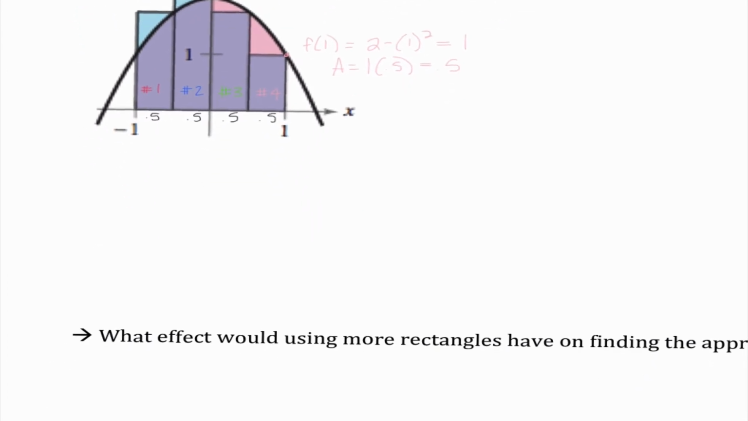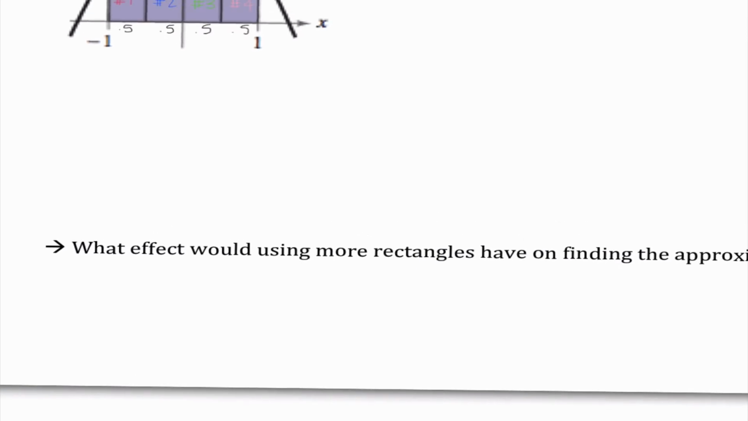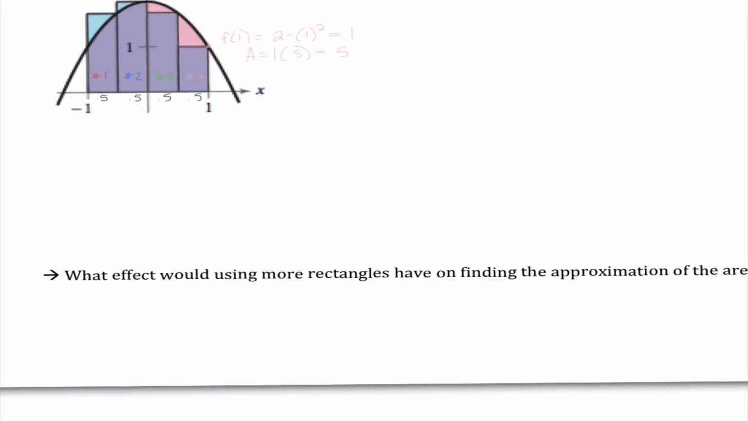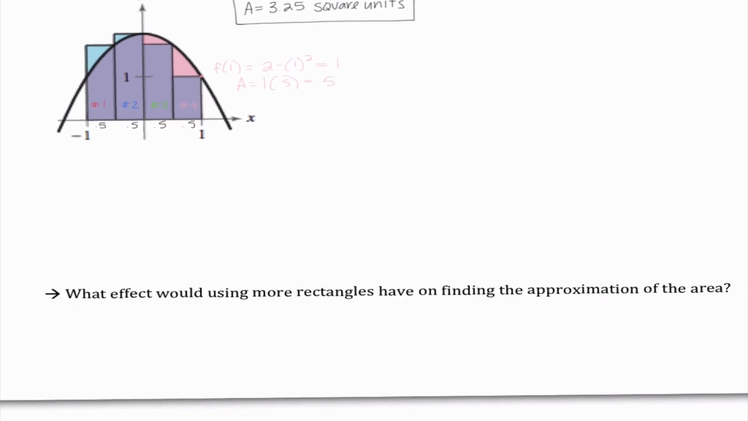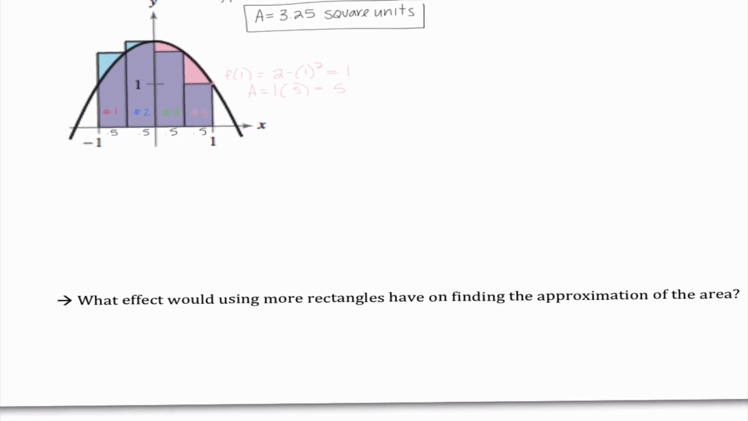Now, what I want to point out, this next question, it says, what effect would using more rectangles have on finding the approximation of the area? And what I want you guys to realize is that if we had more rectangles in here, there would be less space that is not actually under the curve. We would really cover more of that area. So I'm going to write that it would be more exact.